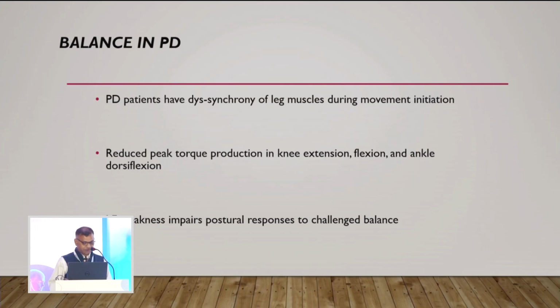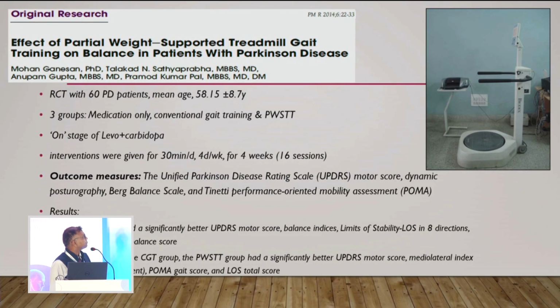Coming to balance, PD patients have dyssynchrony of leg muscles during movement, so they tend to have poor balance in all Parkinson and Parkinsonian disease. This is again our study which we did with the Biodex force platform on 60 patients of Parkinson's disease divided into 3 groups. The outcome measures were POMA, the POMA Trinity scale, and Berg's balance scale, other than the force platform where we check the limits of stability in all directions.